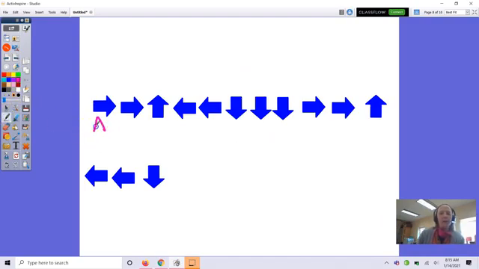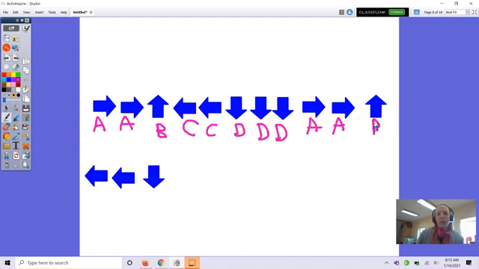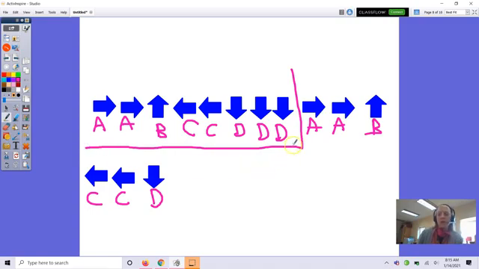Okay, I have A, B, C, C, D, D, D. A, B, C, C, D. So I see that my pattern is an A, B, C, C, D, D, D pattern. And that A, B, C, C, D, D, D pattern will repeat itself over and over again.